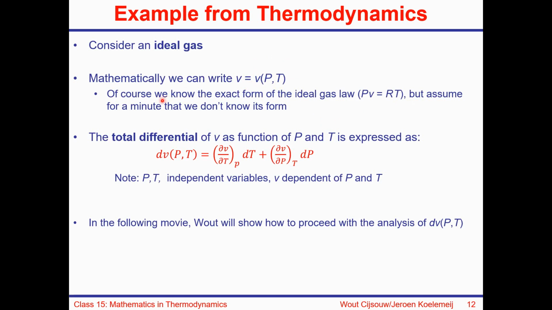Now we can write down the total differential of this function v as follows. The total differential dv is again the sum of a partial derivative times dT and another partial derivative times dP. And in this case, P and T are considered the independent variables, and v is made explicitly dependent on P and T. Now in the following movie, Wout will show you how to proceed with the analysis of this total differential dv.